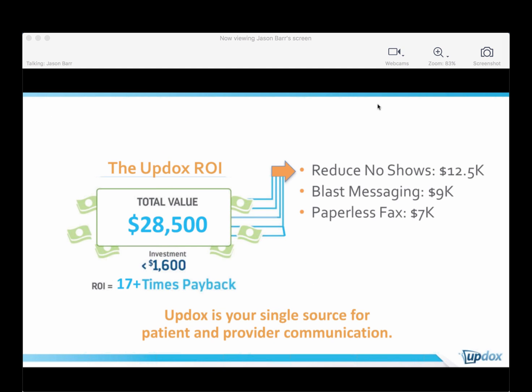Now, what they are able to see when putting all these solutions together from an ROI perspective is that reducing the no-show rate can save your practice as much as $12,500 per year. Blast messaging can bring an additional $9,000 to your practice each year. And then going paperless with your faxing can save your practice as much as $7,000 per year. So the total value of all of those things combined through our Connect and Engage platforms amounts to more than $28,000, which is a 17 times payback on the investment for Updox.